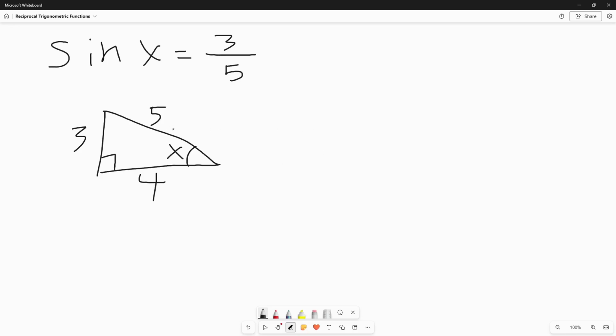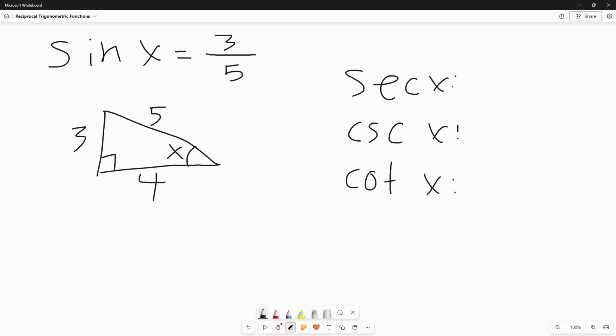And now we can figure out secant of x, cosecant of x, and cotangent of x. And we can use similar logic as we did with cotangent of x. We already said cotangent of x, since tangent of x is sine over cosine, cotangent will be cosine over sine.